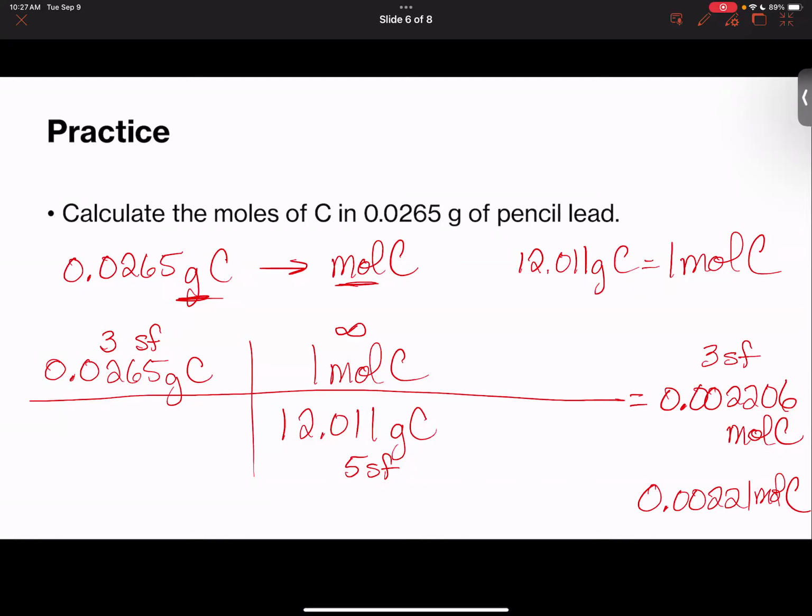Again, you can look at this fact. Gram, mole, gram, mole. The only way you can do that is with the molar mass. That's the conversion factor.